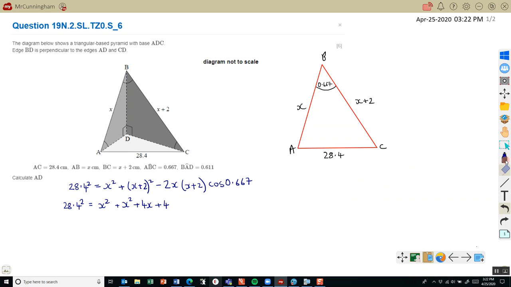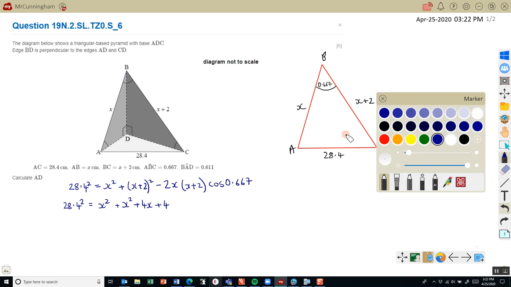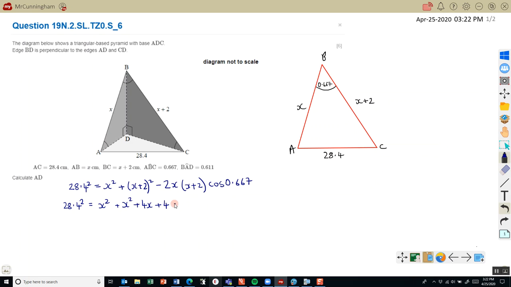We have to be careful when we're expanding this next part. I'm going to do it in a couple of steps. The first thing I'm going to do is to stick down my subtract, and I'm going to expand this stuff. So 2x times x is 2x squared, 2x times 2 is 4x. And that is being multiplied by cos of 0.667, which of course is just the number, okay? So let's keep going. I've got x squared plus x squared. Let's just combine those now: 2x squared, plus 4x plus 4.